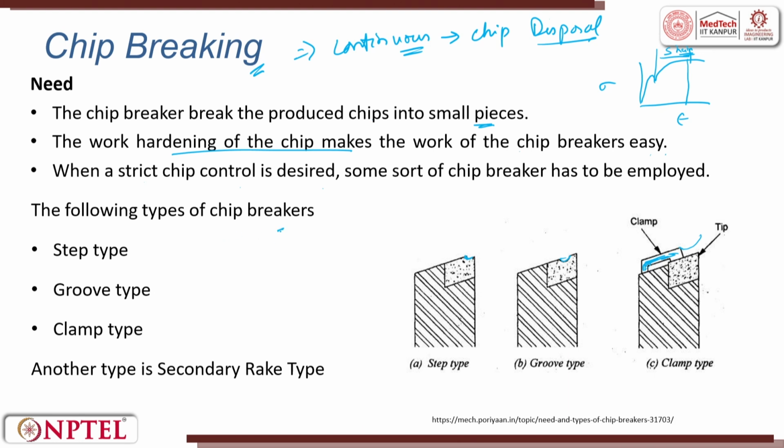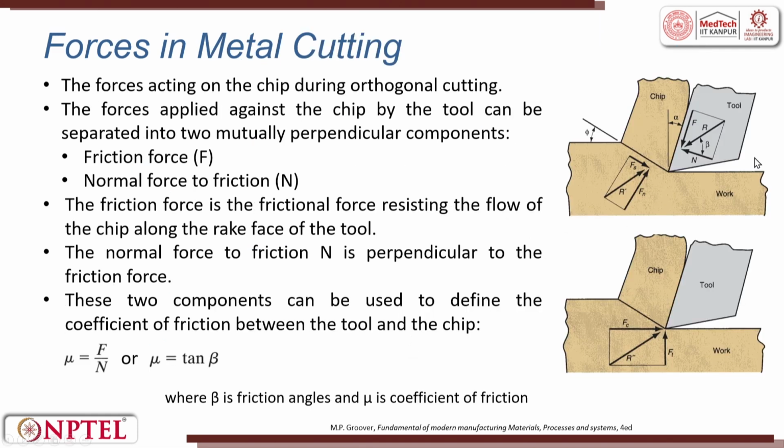So, there are three types. One is the step type, the other one is the groove type, and the third one is a clamp which is given on the top. When the chip moves, the clamp restricts it and the continuous chip hits it, and because of that it starts curling and then tries to break, along with the other types of rake faces you can think of.